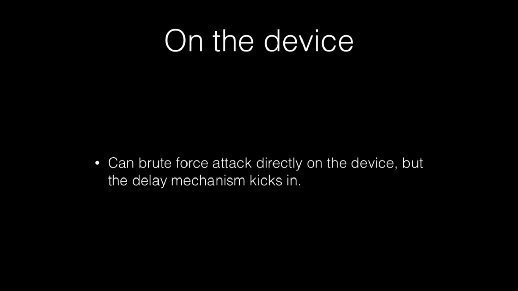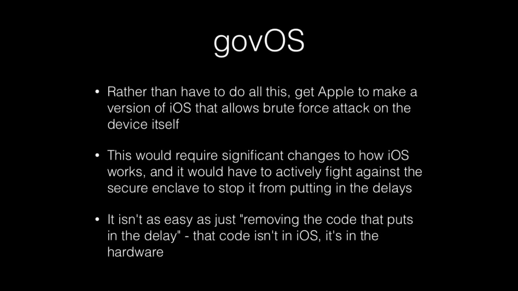So, as we say, you can brute force attack directly on the device as long as they haven't switched on the 10 tries and it automatically deletes everything, but this delay mechanism kicks in. And this is where what the FBI wants comes into play. They want a new update made of iOS that allows you to brute force attack the phone without any form of delay. Not only does this require huge changes to how iOS works, the new operating system would have to actively fight against the secure enclave to stop it putting in the delays.